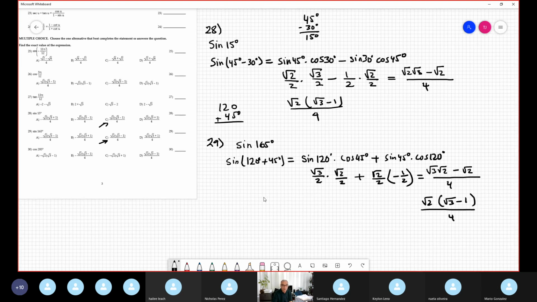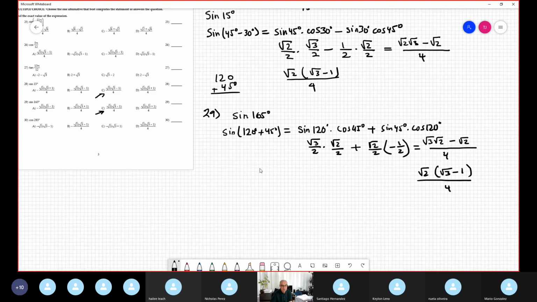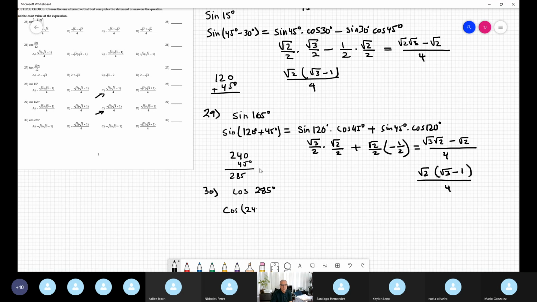Okay, one more, 30. Compute cosine 285. Remember the hint to recognize the combination: when the angle ends in 5, it involves 45. Then 240 and 45 together is 285. Immediately, right, cosine 240 plus 45 degree.